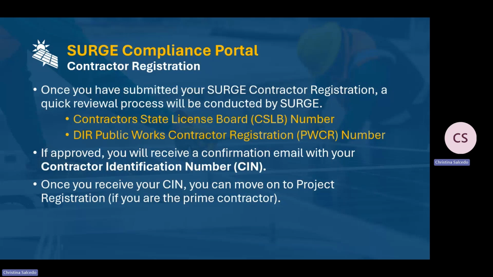Just to go over some things before we end the video, once you have submitted your contractor registration, like I mentioned, a quick review process will be conducted by a Surge team member. We're really checking all of the information, but especially those two numbers that I mentioned. So that CSLB number and the PWCR number from the DIR. Now, if you've entered in an incorrect number, a fake number, we will come back and open the registration up for editing and we'll ask you to enter in a legitimate number.